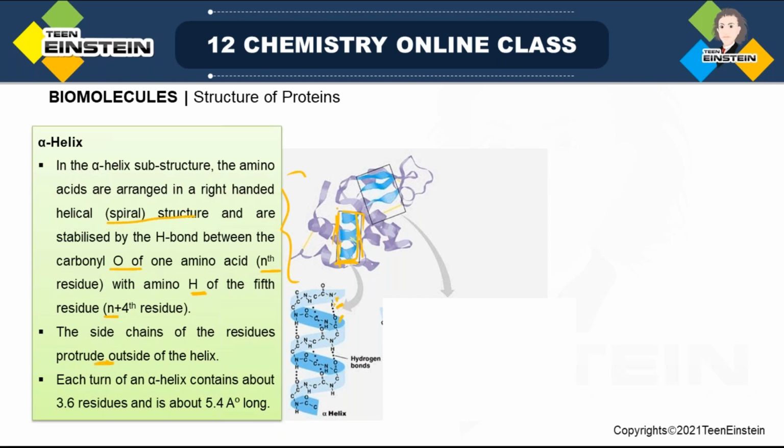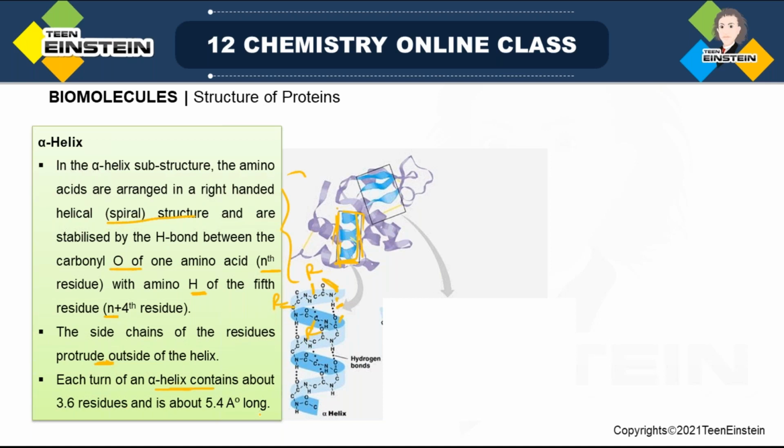The side chains of the residues protrude outside the helix. See here, though we cannot see the side chains properly, if CONH is the peptide bond, then this will be the side chain. Then again NHCO, this will be the side chain. Then NHCO, this will be the side chain. So side chains will not be towards the spiral part, but they will be protruding outside the helix.